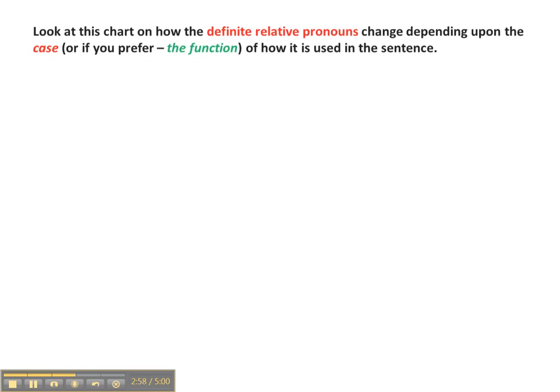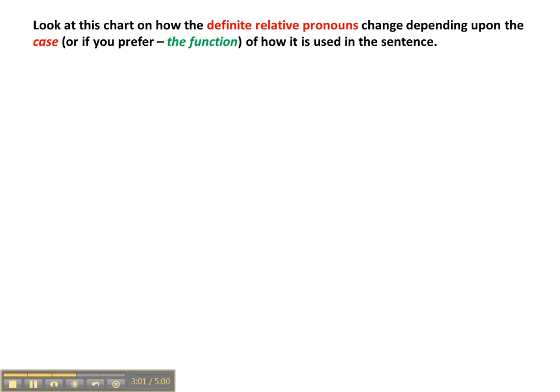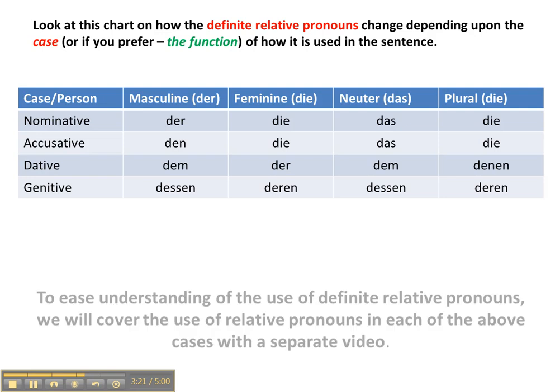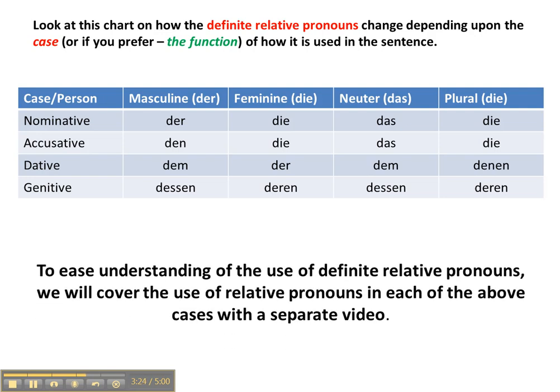Okay, so one thing you want to get used to is this chart on definite relative pronouns, and if you want to, you can make a copy of it yourself. Charts are good initially, but hopefully when you go into actually using these, you will no longer need the chart, but in the beginning it's helpful to refer back to it until it becomes second nature for you. And to ease the understanding of the use of definite relative pronouns, I've decided to make a video over each of these cases so that we can focus a little more on each one. And those will be coming along in the next few days.